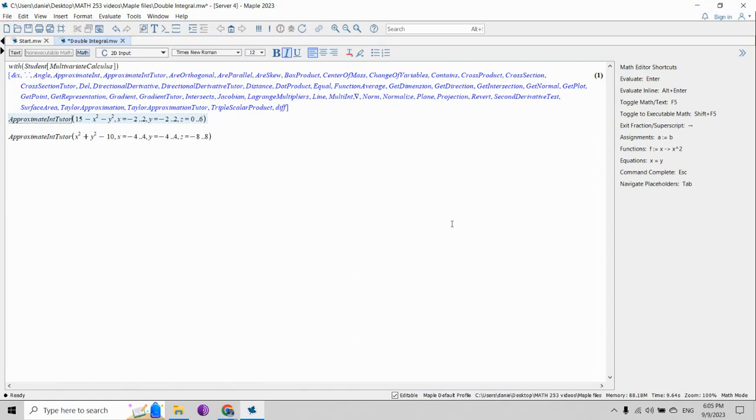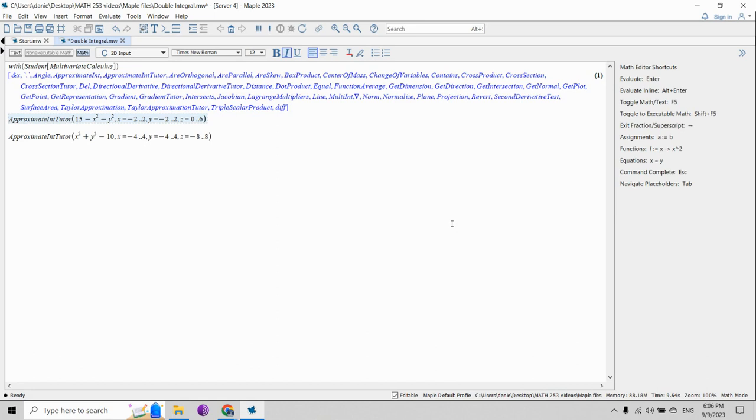So let's, as always, choose functions that are very easy to visualize. We're going to start with an inverted paraboloid, 15 minus x squared minus y squared. If you see it as a function in x and y, like z equals 15 minus x squared minus y squared, that's an inverted paraboloid, in the sense that it's oriented downward toward the negative z-axis.